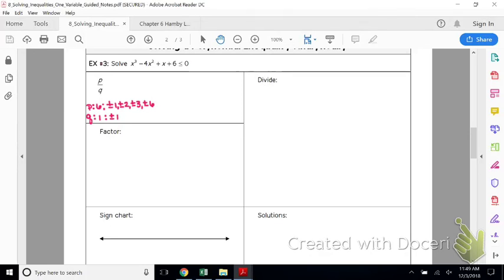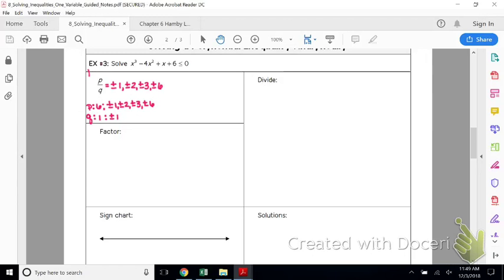Okay, so then we're going to take every p over every q, but we're lucky on this one. We only have one q. That's a 1. So all of your p's are divided by 1, so you just get plus or minus 1, 2, 3, and 6. We're done with that box.